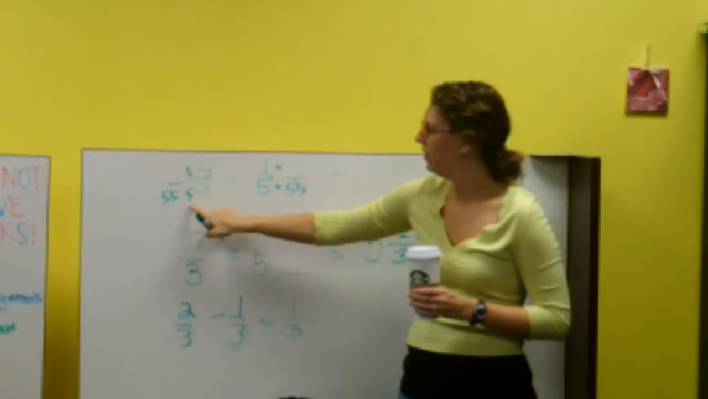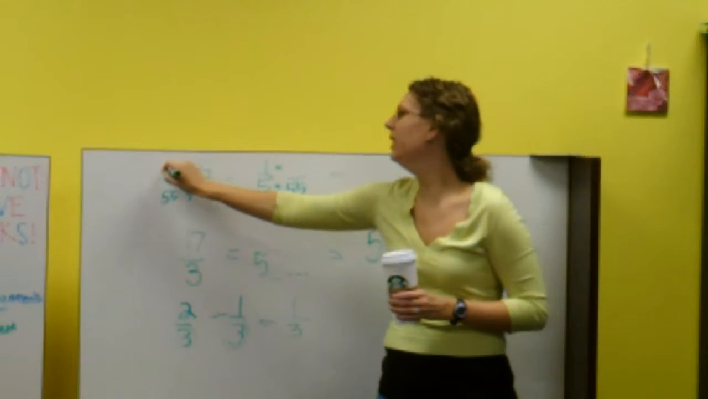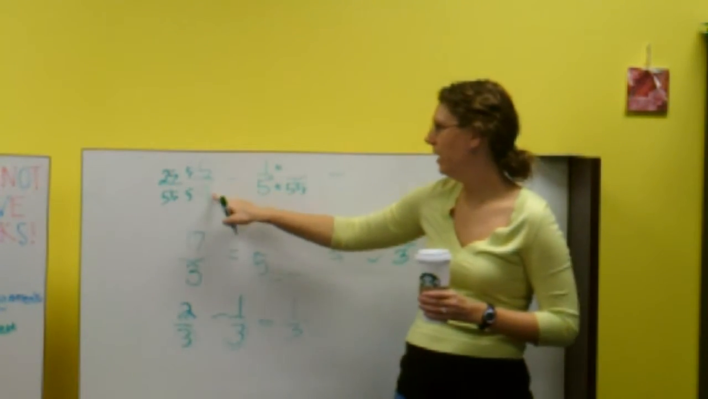5 times 5. Look up here. 5 times 11 is 55. And 5 times 5 is 25. So we have 25 55ths is what 5 elevenths equal.